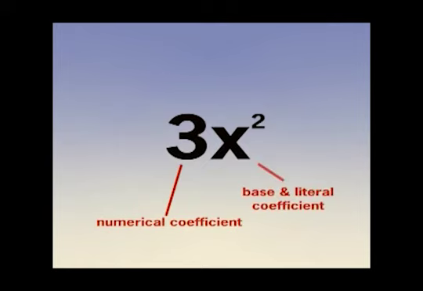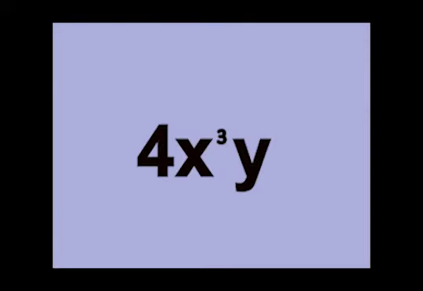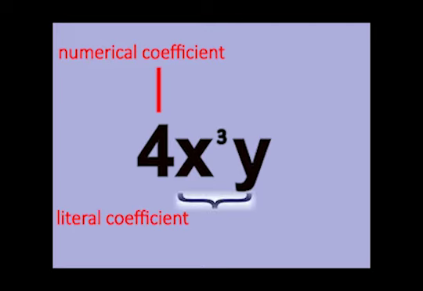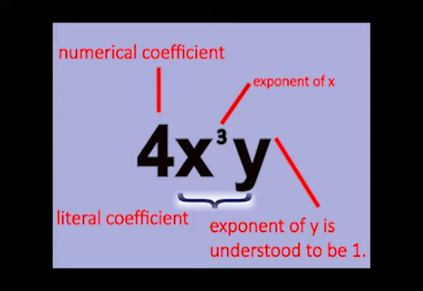In 3x squared, we call 3 a numerical coefficient. x is a base and a literal coefficient, and 2 is the exponent of x. The exponent tells how many times the base is multiplied by itself. In the term 4x cubed y, 4 is called the numerical coefficient of the term. x is one of the 2 literal coefficients. y is the other literal coefficient. 3 is the exponent of the literal coefficient x. 1 is the exponent of y. An exponent of 1 is usually not written. When not written, it is understood to be 1.